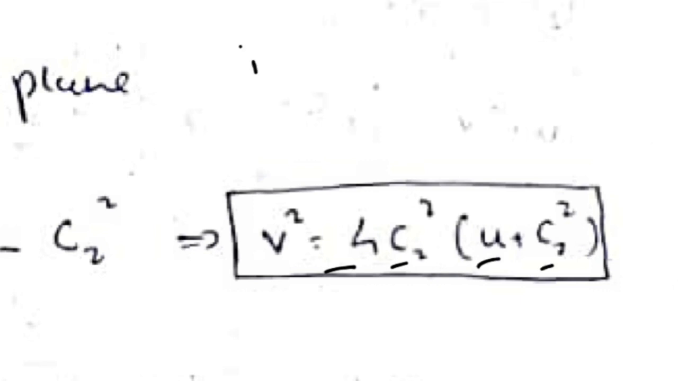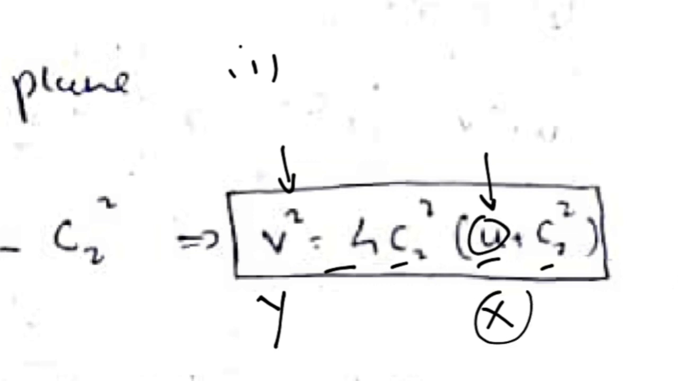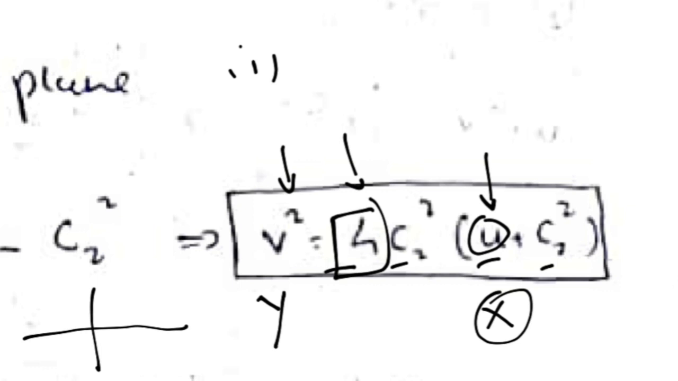Now the three points are, the first one is whether it's symmetric with respect to the x-axis or y-axis. See here we have v considered as y and u considered as x. Here v square is there but u only has the power of 1, so it will be symmetric with respect to the u axis or x axis. That's the first point. And the second point is whether it's coming from the positive direction or the negative direction. See here we have 4c2 square, which is a positive value, that means it's coming from the positive direction, and the point of intersection will be u plus c2 square.